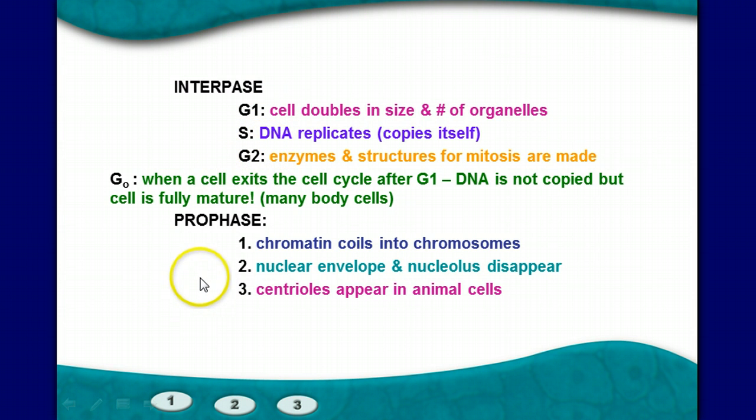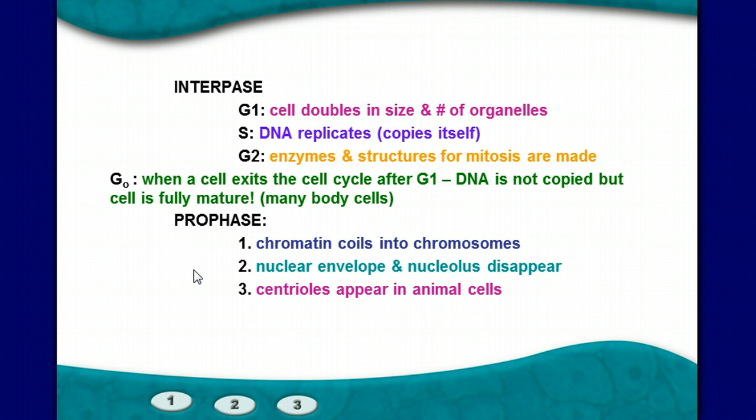Now, the next phase is called prophase. Okay, so we're starting with I. P, okay, is for prophase. This is when the chromatin coils up into those chromosomes and we can actually see them. This is the first time that we can actually see chromosomes.